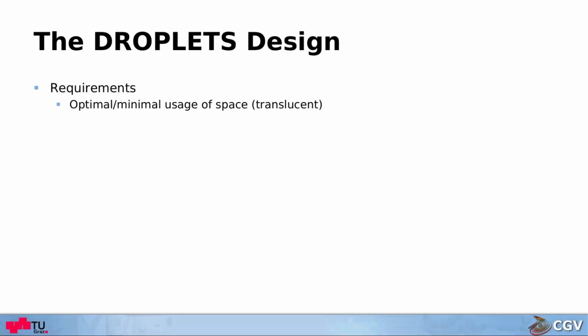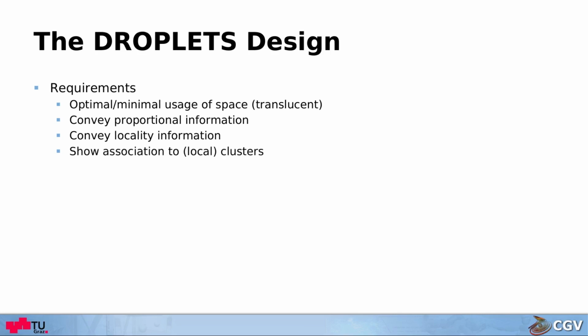We propose a novel design which optimally uses the available space, being as translucent as possible, while still conveying the proportional information. Markers should convey both proportional information and locality information. Additionally, we want them to visually reflect their association to local clusters.